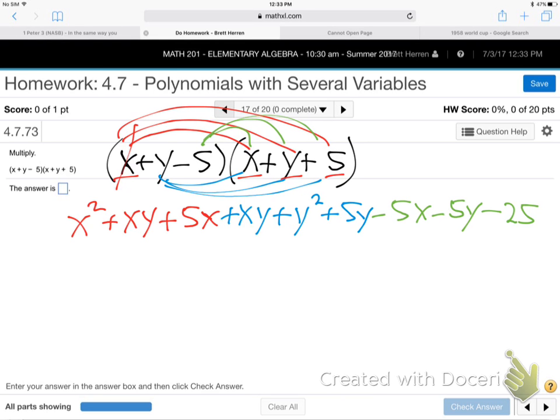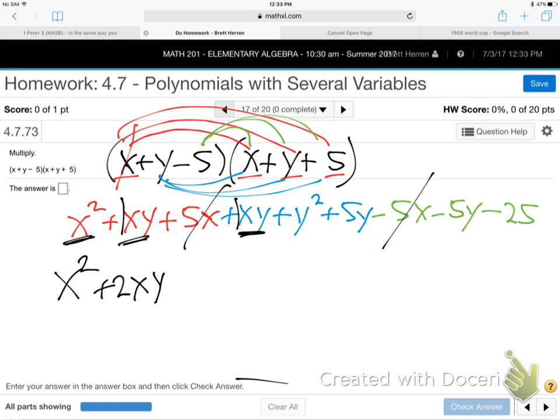Okay, so now let's gather like terms. X squared is all by itself. Then xy, another, so it's 1xy, one more is 2xy. That's it, 2xy. And then 5x and 5x cancel, 5y and 5y cancel. We've got y squared, and we've got minus 25. Any order's fine on those. We'll just leave them like that. Is that good? Everybody see that stuff that canceled out? All right, you getting the hang of these? These are messy.